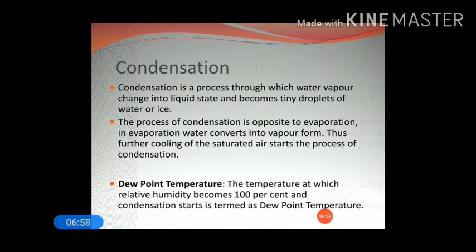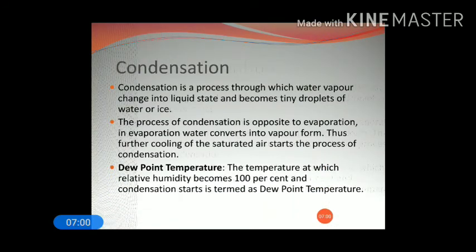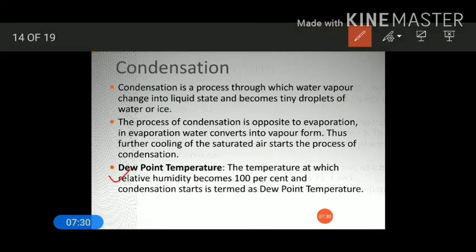Okay, now coming to next, dew point temperature. Now what is dew point temperature? The temperature at which relative humidity becomes 100% and the condensation starts is termed as dew point temperature. So you can say the temperature at which the humidity becomes 100%, then immediately after that condensation starts. So that particular temperature is termed as dew point temperature. Okay, this is important: dew point temperature and the definition of condensation.